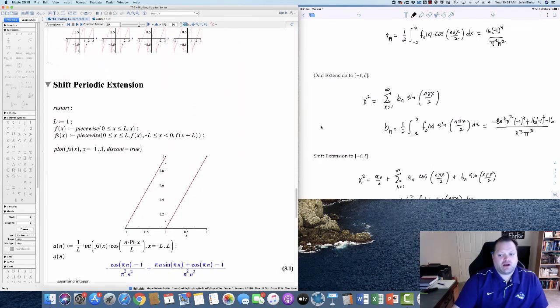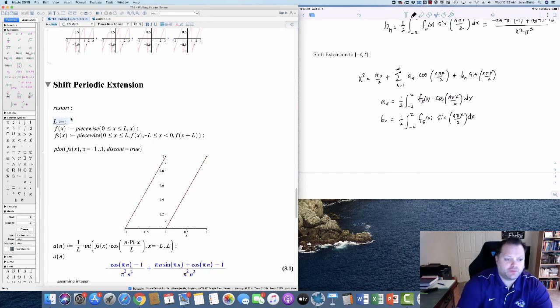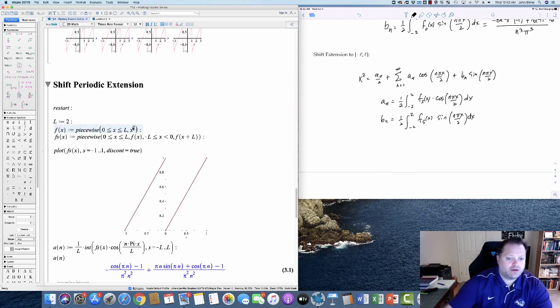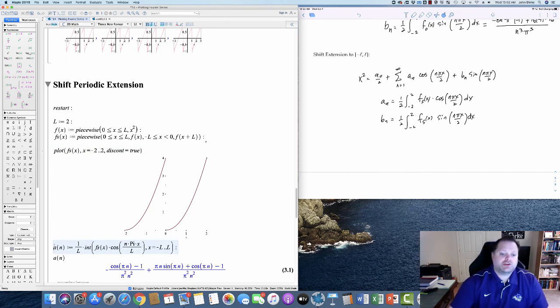Okay, finally, on the shift extension, we've got 2 different sets of coefficients we need to look at here. So in the shift extension, L is 2. We're looking at the function x squared. And I don't think I need to change the rest of that. So let's make sure it looks right. Interval -2 to 2. So there's the shift extension. You just take x squared and move it over.